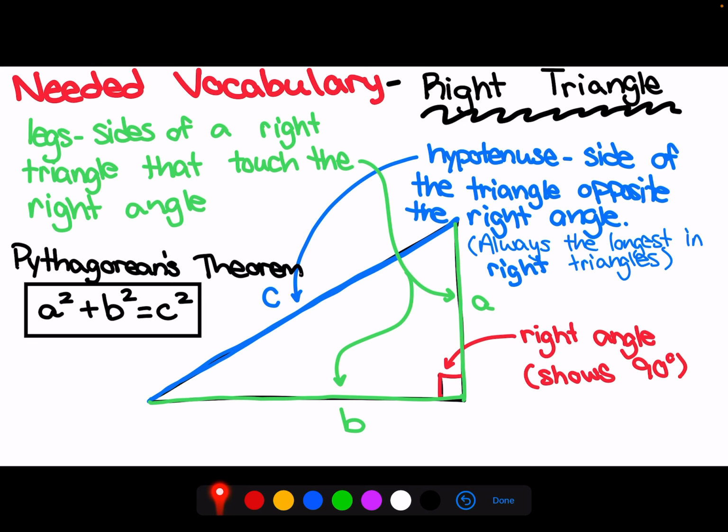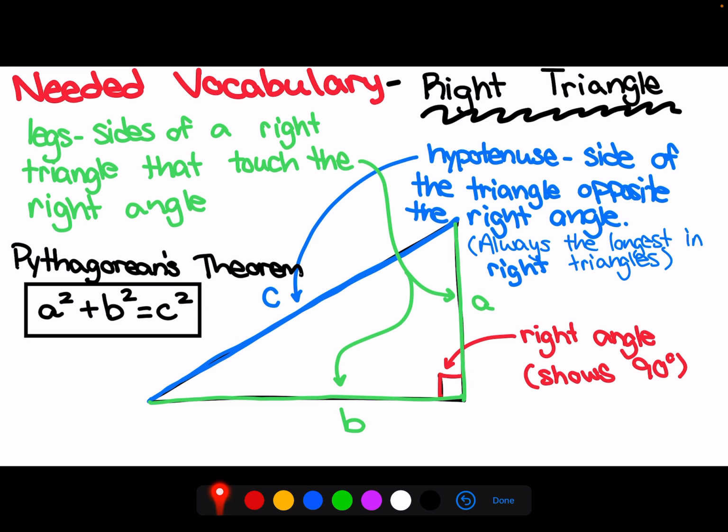So I can see that A and B are our legs, and they will always be connected with the right angle. Meanwhile, our C value, our hypotenuse, that's the side of the triangle that's opposite the right angle. And it's always going to be the longest side of the triangle. We talked a little bit about this in our previous video, but we can't have a right angle and an obtuse angle in the same triangle. So this 90-degree angle is the largest angle that we can possibly have.